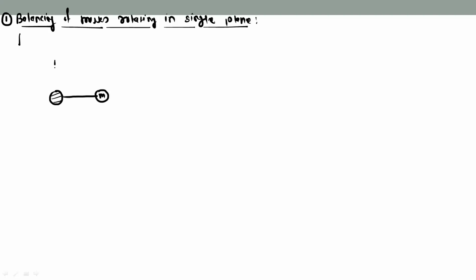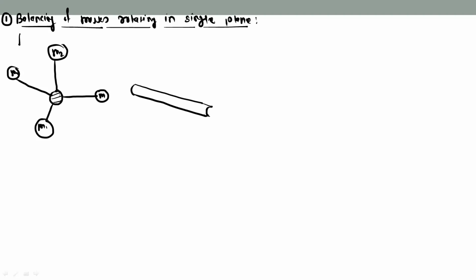M1, M2, M3 and M4. Okay, so they are connected to a shaft, and all these masses are lying in a single plane. So if you draw the 3D diagram, this is the shaft. Suppose it is connected in the bearing.